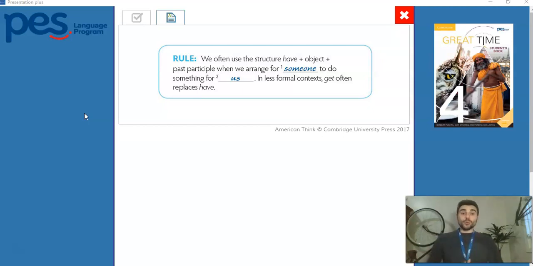So the rule, when we are talking about this structure, have something done, is we often use this structure: have plus object plus the past participle when we arrange for someone to do something for us. Okay? And again, in less formal contexts, the verb get often replaces the verb have. So again, this structure is used when I ask another person to do something for me, or when we ask another person to do something for us.